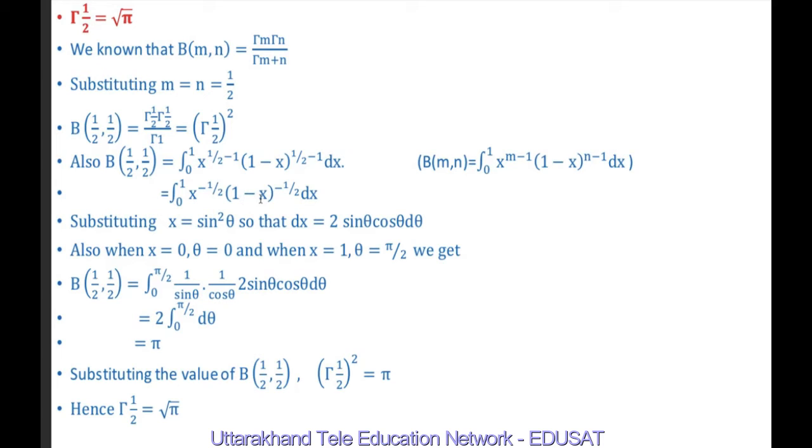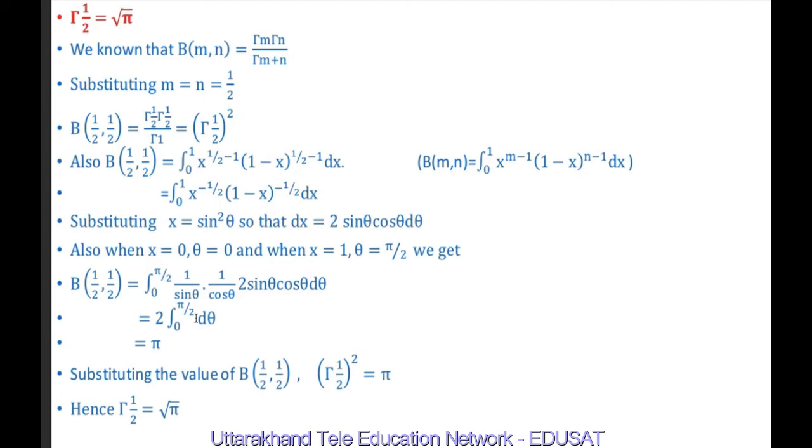Means cos square theta raised to power minus half, so cos theta raised to power minus 1, so 1 upon cos theta. Again dx is 2 sin theta cos theta d theta. So sin theta will cancel with sin theta, cos theta will cancel with cos theta. We are left with 2, integral 0 to pi by 2 d theta.